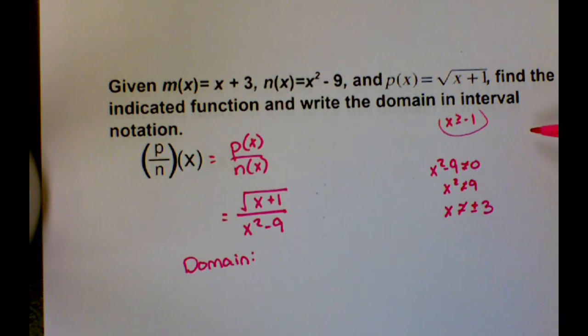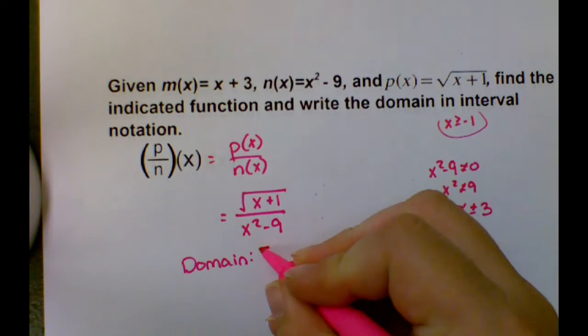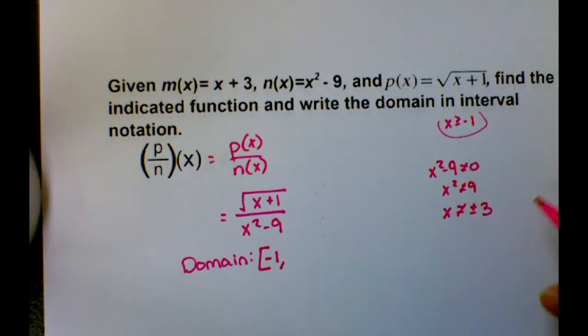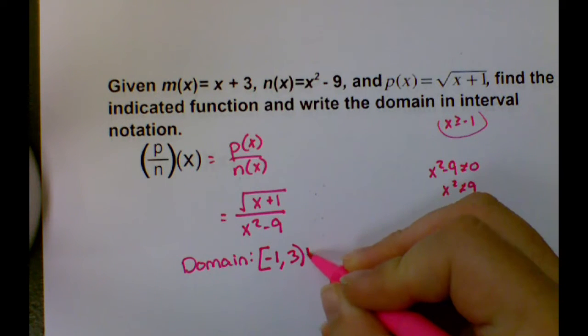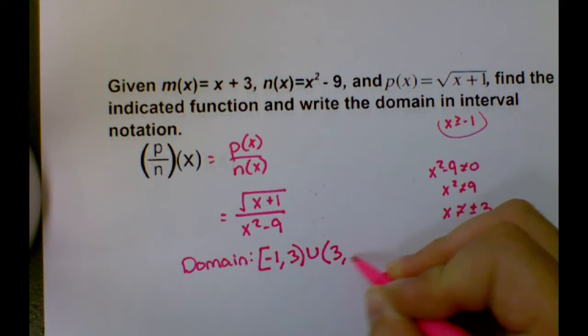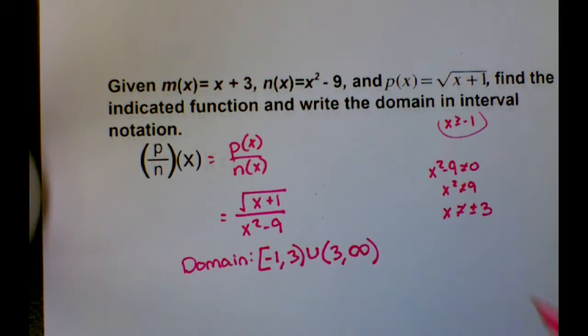Now to write this domain, it gets a little tricky. What I'm saying is I can start at negative 1 with a bracket, and I go until I hit this issue at 3 with a parenthesis, or on the other side of 3, I can go on forever. So it's similar to our domain from the last problem, except that we have that little extra issue at 3.